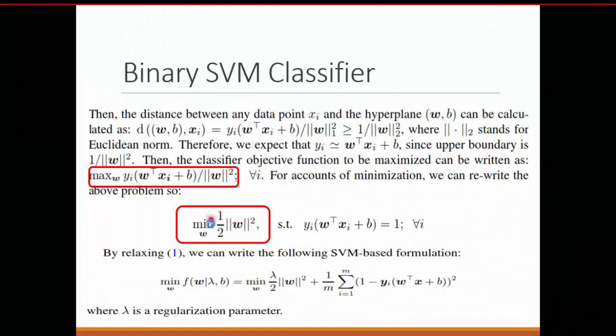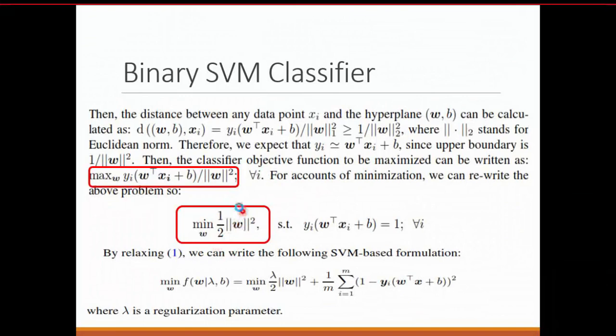This is useful for subsequent steps to optimize this function right here. And what happens here? We have another condition. What we do here is to establish that this numerator will be constant. Then you minimize the denominator and set the numerator as a constant. Then these two problems are equivalent.